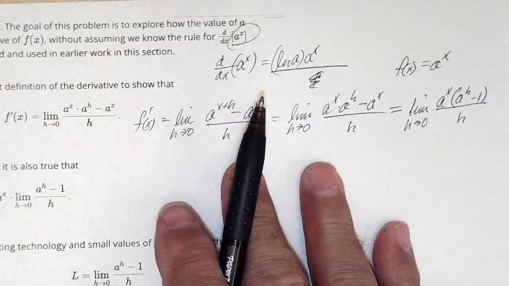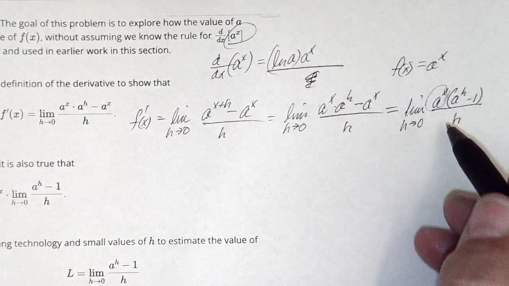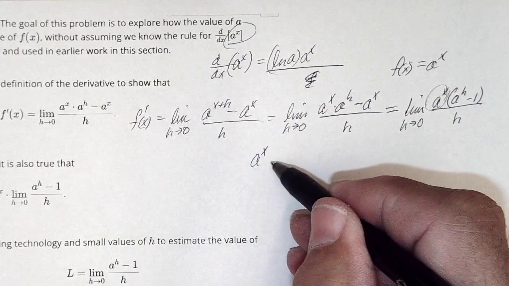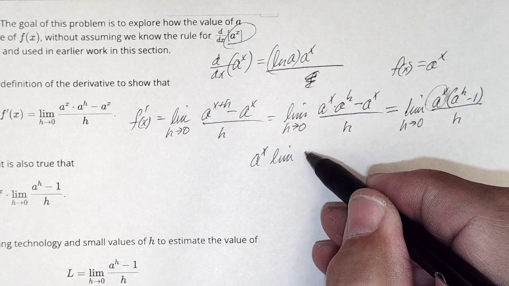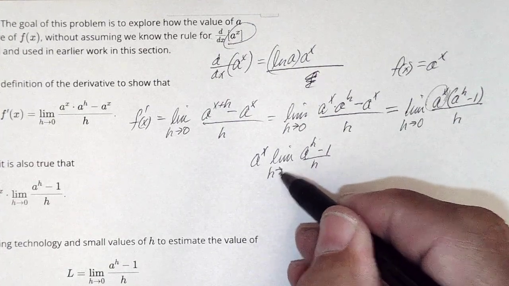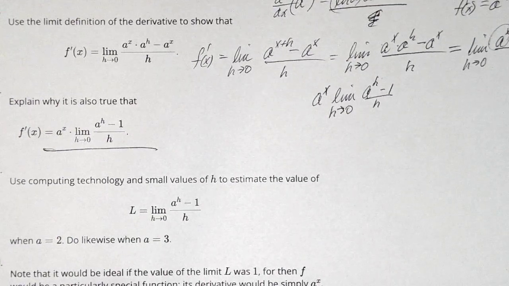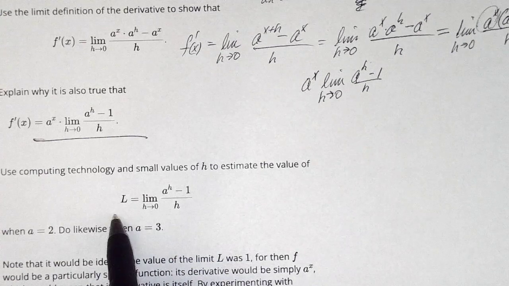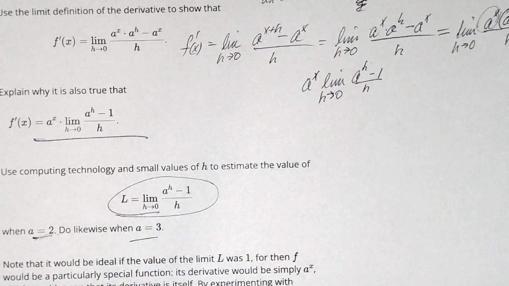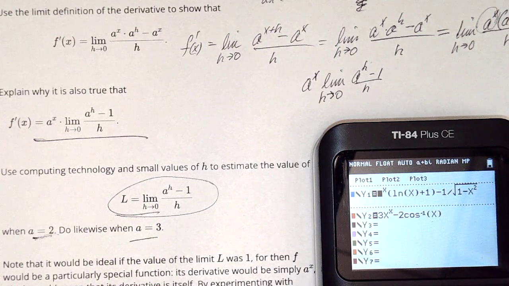The a to the x is not affected by the h. There's no h in it, and it's times this, so we can pull it out. So we get a to the x times the limit of a to the h minus 1 over h as h approaches 0, which is what they wanted us to get. Now, we're supposed to use technology to figure out what this is, and check it with 2 and 3 to estimate those values. So go to our calculator.